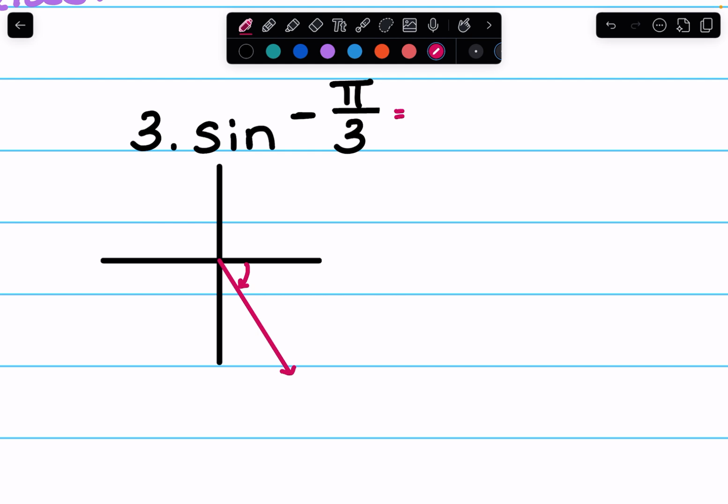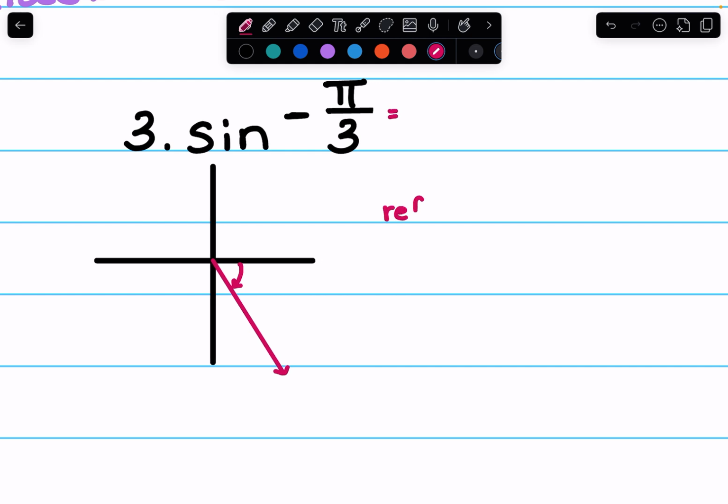All right, so of course your reference angle is easy for this one. It's just pi over 3. We are going to be negative because we're in the fourth quadrant. And then the sine of pi over 3 is the square root of 3 over 2. So you would go to your triangle and do opposite over hypotenuse, like that.